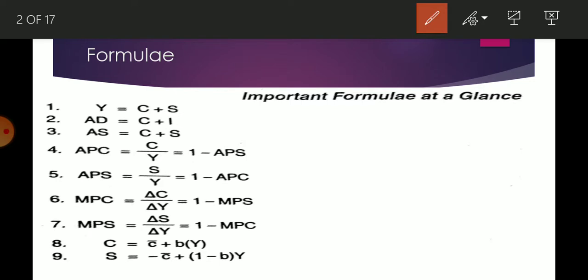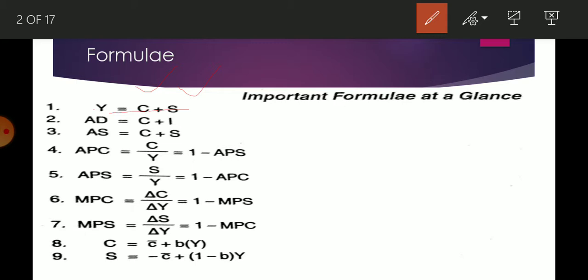The first equation is given: Y is equal to C plus S. It means that whenever we get income, it is consumed, otherwise it is saved. That is why, whenever you want to know the income of a family, you have to take the sum total of consumption expenditure and saving.